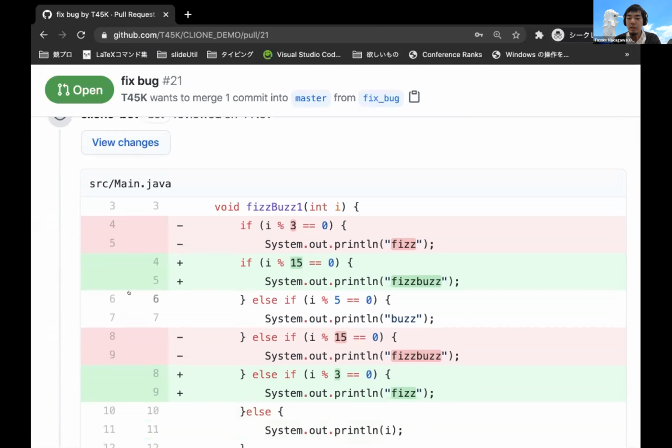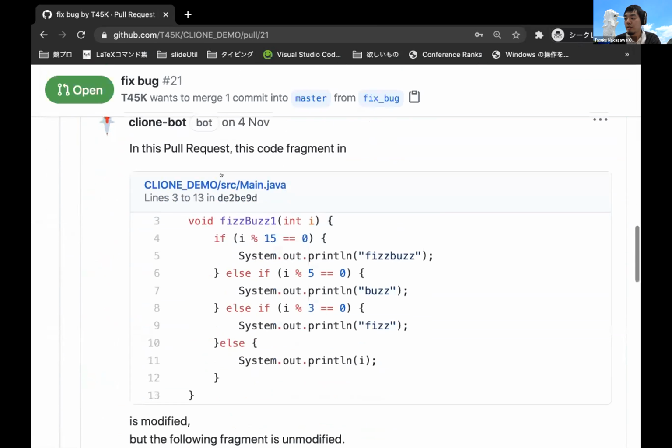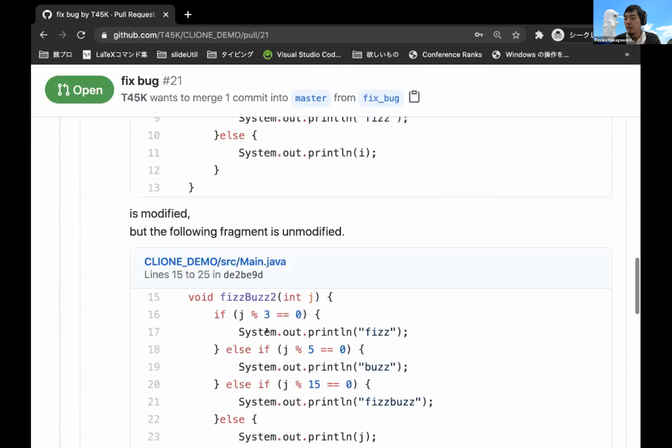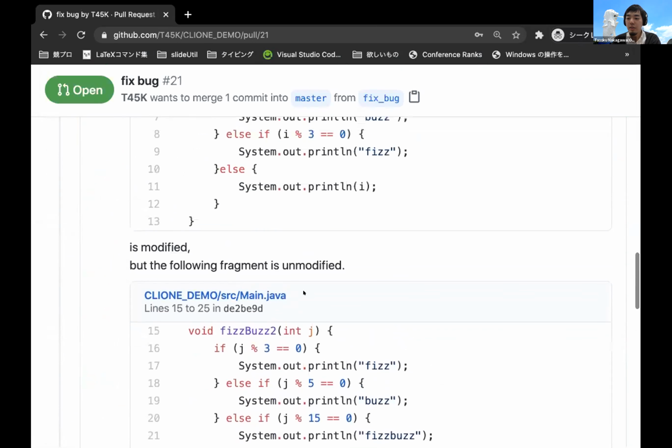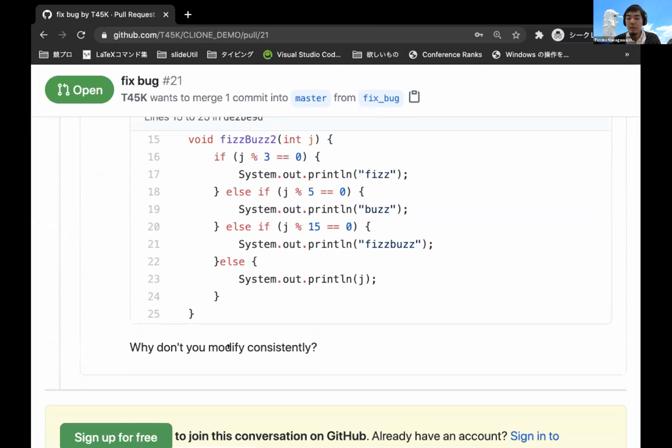Then, CLIONE detects the non-simultaneous modification. For example, this is a modified method, and this is a modified method, and it informs him that fizzbuzz2 is unmodified. So he will be able to fix fizzbuzz2 before merging this PR.